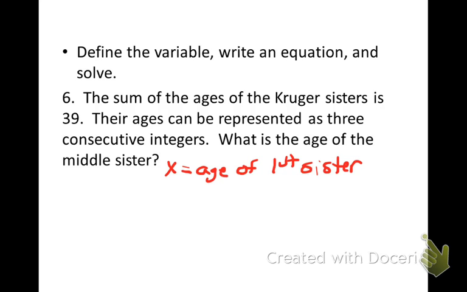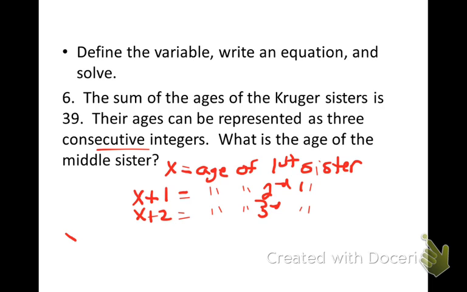Well, they're consecutive integers. That means one right after the other, so it will be the age of the second one. X plus 1 would be the age of second sister. And x plus 2 would be the age of the third sister. Their sum, so x plus 1 plus x plus 2 equal 39. Simplifying, 3x plus 3 equal 39.